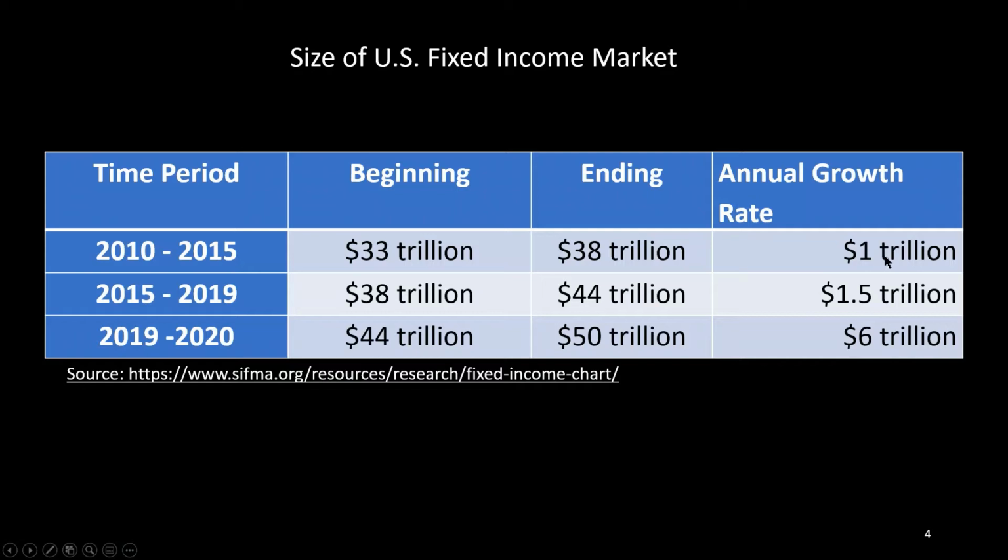Looking here at the fixed income market, you can see that in the first 5 years of the previous decade, we saw about a $1 trillion annual growth rate in fixed income securities. And then from 15 to 19, we went from 38 trillion to 44 trillion. That's an average increase of about 1.5 trillion. But in the year 2020, we grew this market $6 trillion. You can find this data yourself by using the link that I identify here.